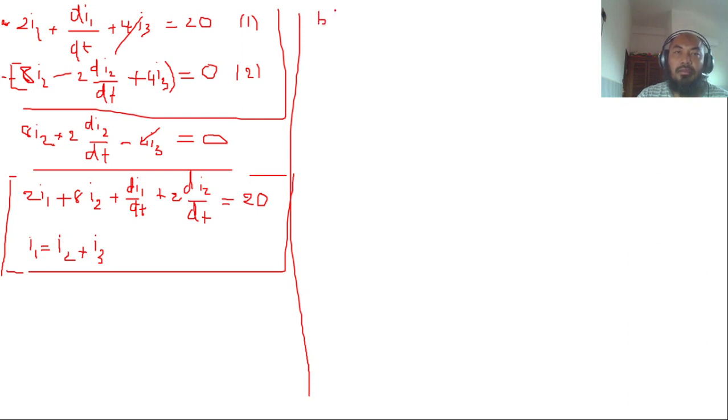Okay, so this is B. So B is literally we have d square I2 divided by dt square plus 12 di2 dt plus 28 I2 equal to 40.